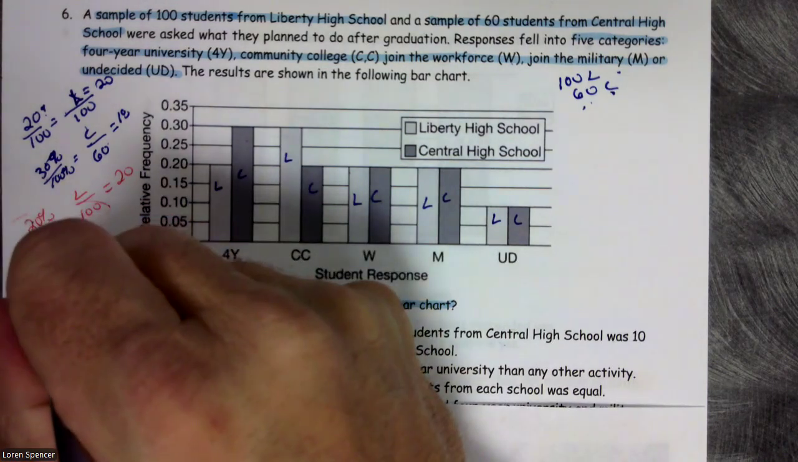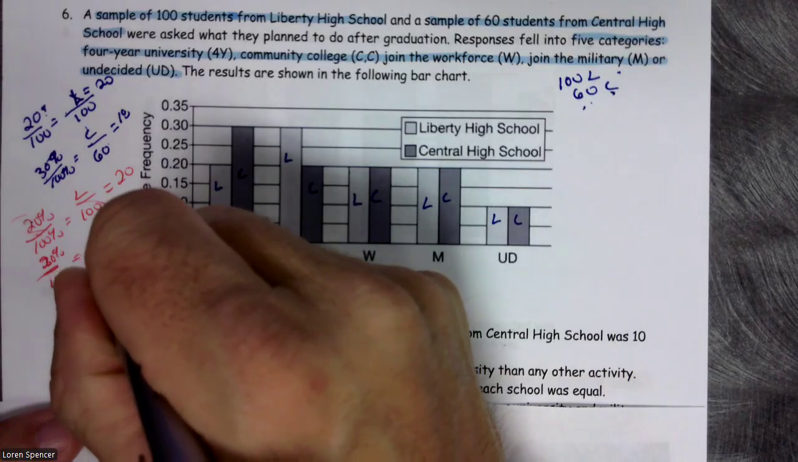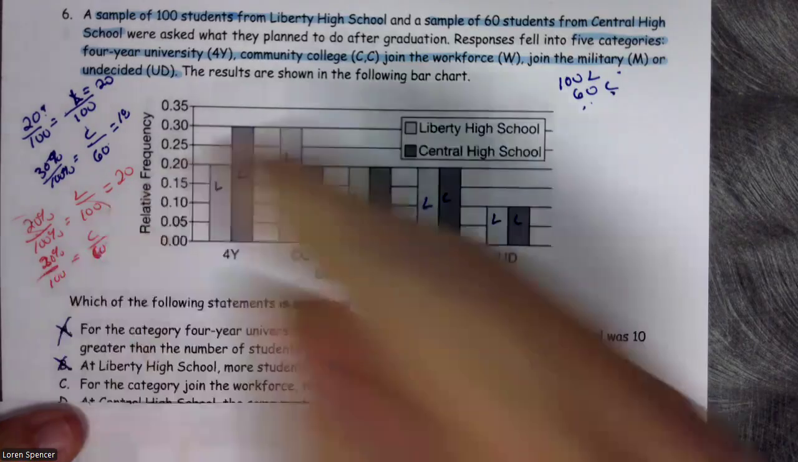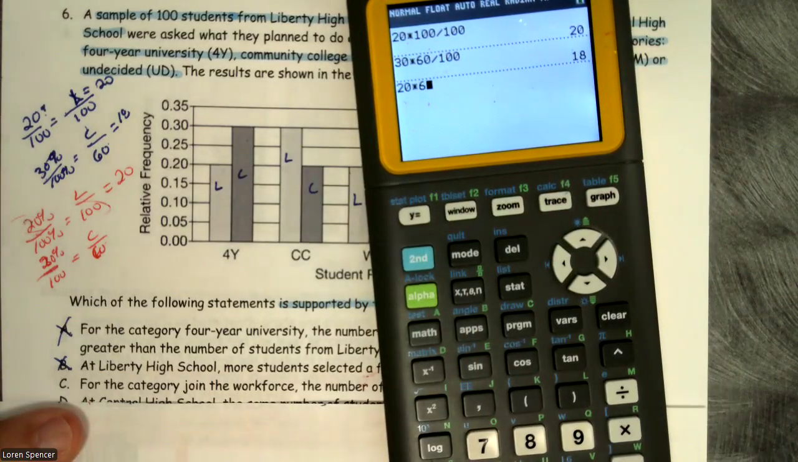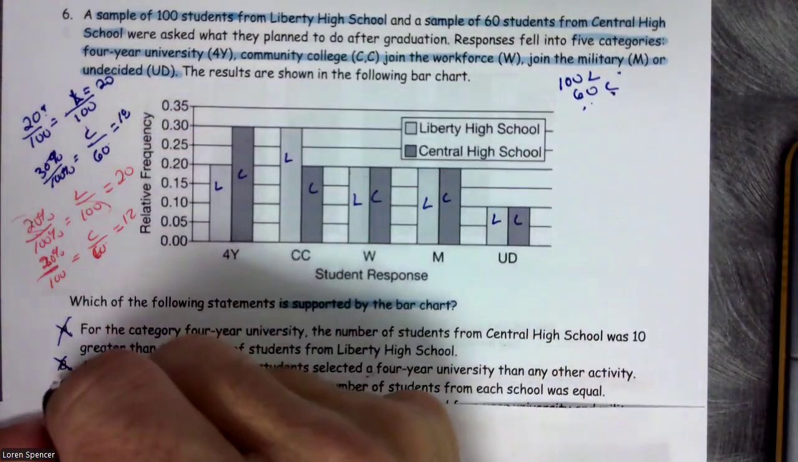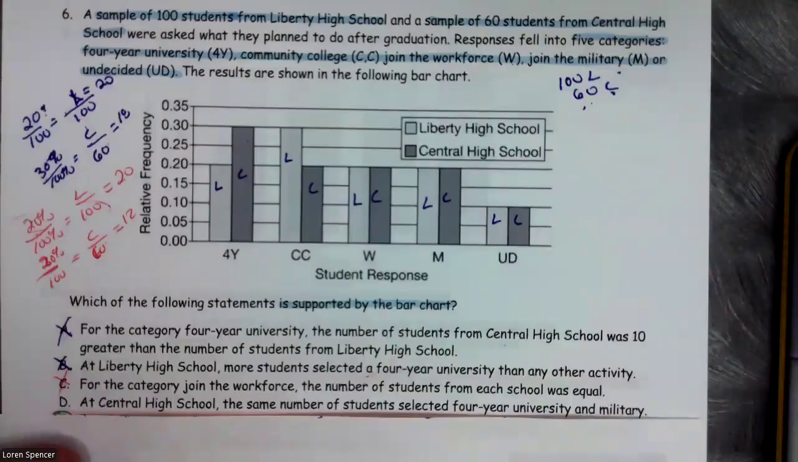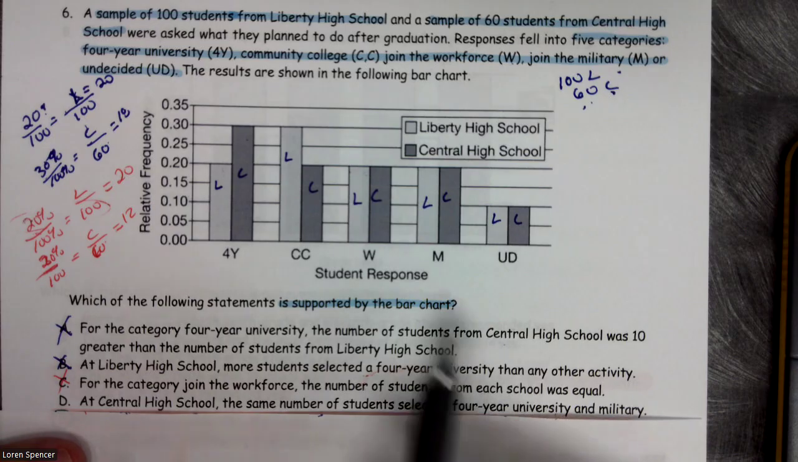Excuse me, 20% over 100% equals Central over 60. And I go 20 times 60 divided by 100, and I get 12. Well, 20 and 12 are not the same, so that's false. Part D. At Central High School, the same number of students selected for university and military.